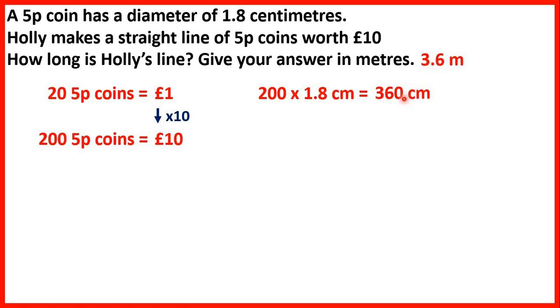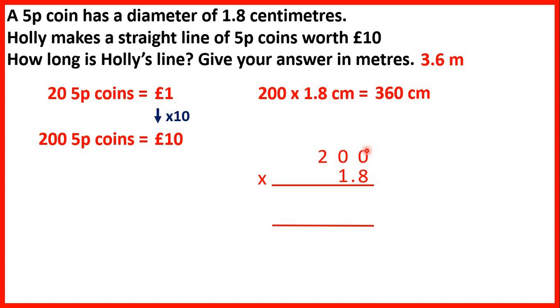We can imagine the decimal point on the end, and then to divide by 100, we move it 2 places to the left, and that gives us 3.60, which is the same as 3.6, because we can ignore zeros on the end of decimals. So how can we work out 200 times 1.8?